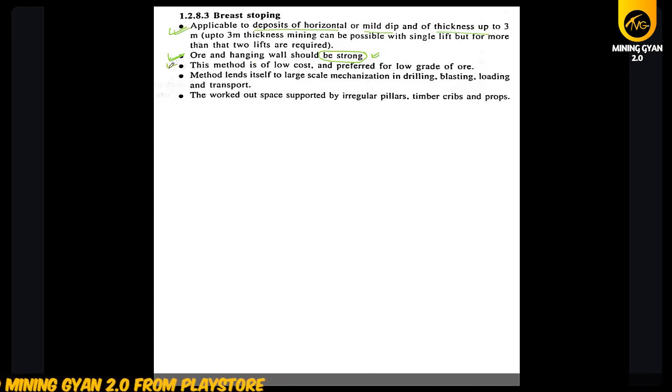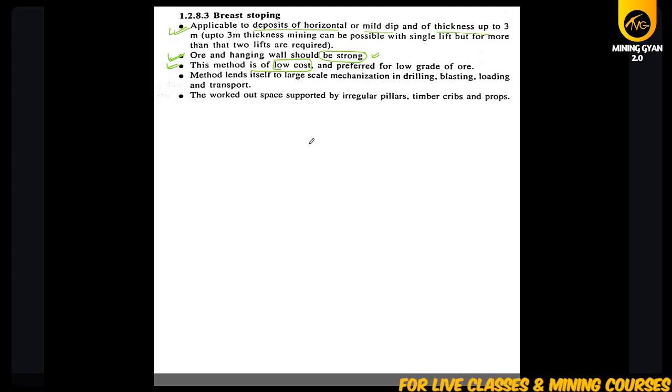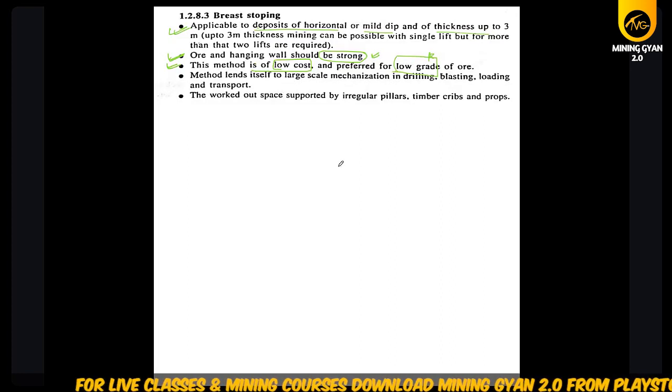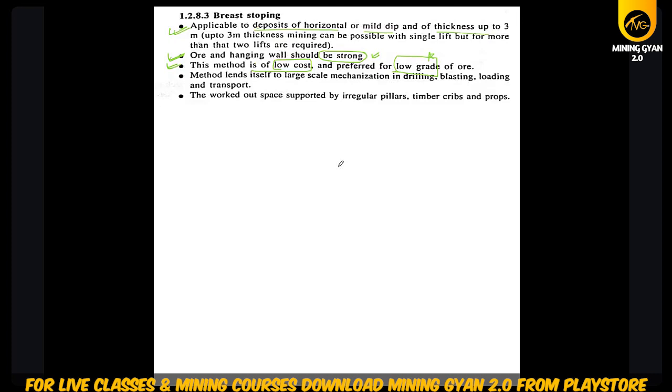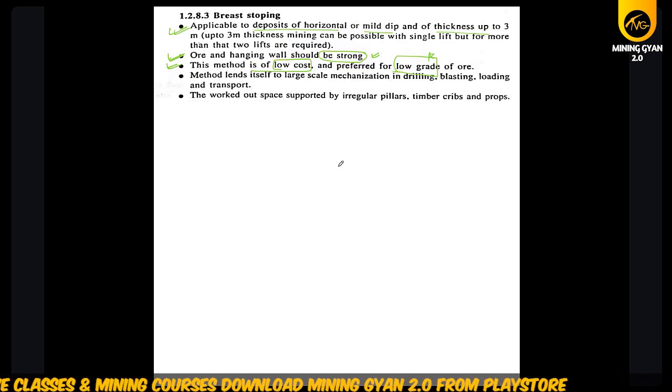This breast stoping method is low cost. So this line you should remember, that breast stoping method is low cost. This method is preferred for low grade. So this line you should revise multiple times. So whenever this type of question comes, they will not give you the breast stoping name. They can ask you in the option that these are the specifications of that stoping, which type of stoping it is.